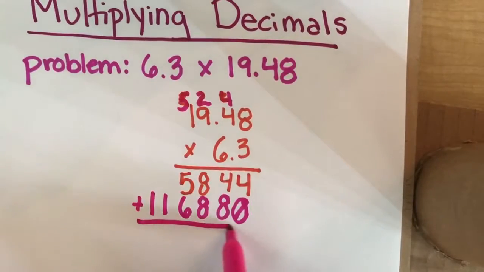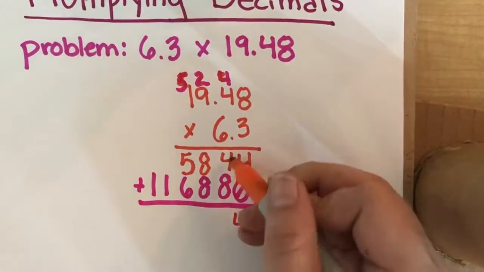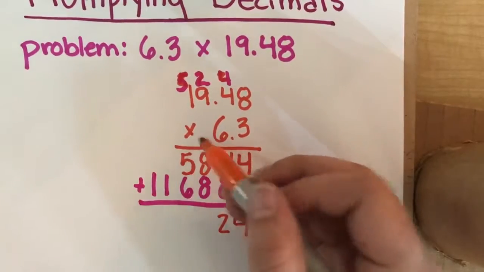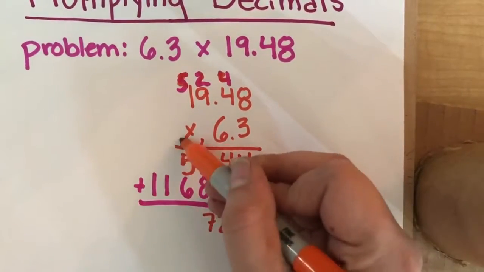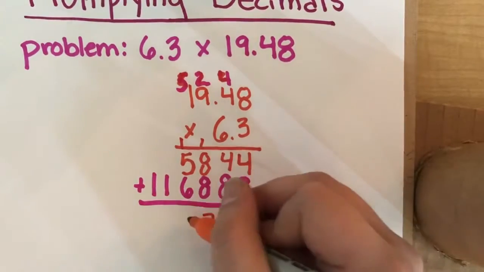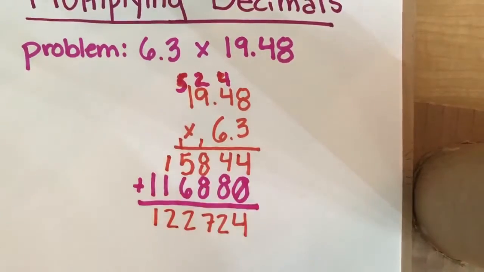Now I'm going to add. Okay. So 4 plus 0 is 4. 4 plus 8 is 12. 8 plus 8 is 16, plus 1 is 17. 6 plus 6 is 12. 1 plus 1 is 2, and bring down that 1.